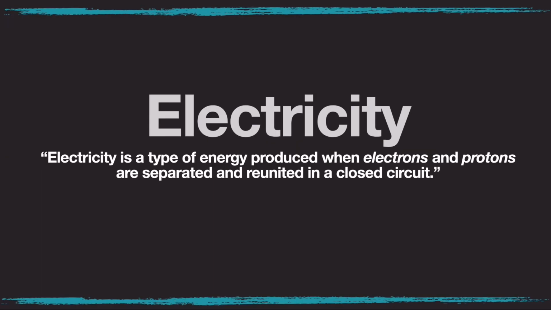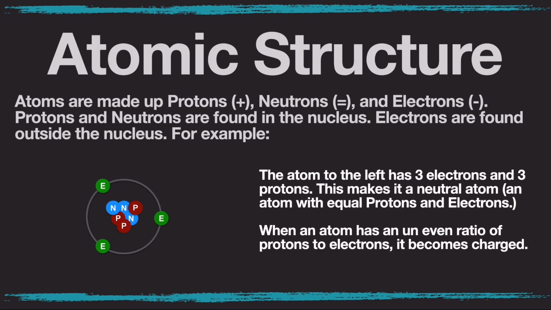So, electricity is a type of energy produced when electrons and protons are separated and reunited in a closed circuit. Atoms are made out of protons, which are positive, neutrons, which are neutral, and electrons, which are negative. Protons and neutrons are found in the nucleus of an atom, and electrons are found outside the nucleus. For example, the atom to the left here has 3 electrons and 3 protons. This makes it a neutral atom, an atom with equal protons and electrons.